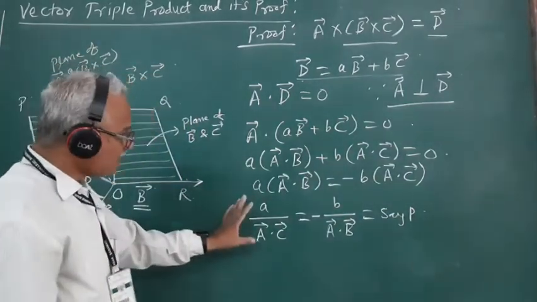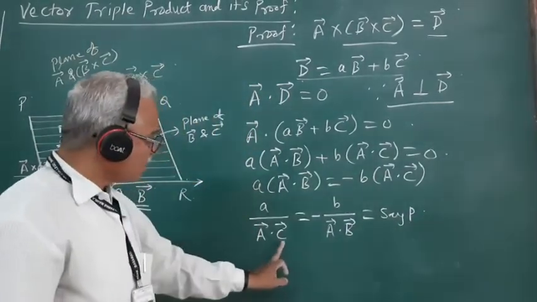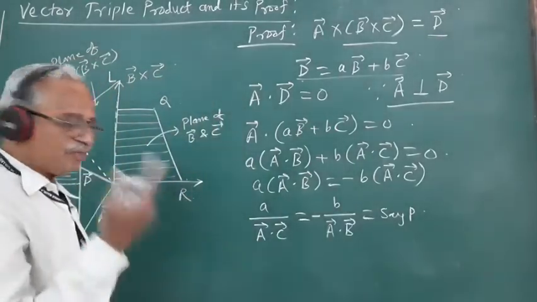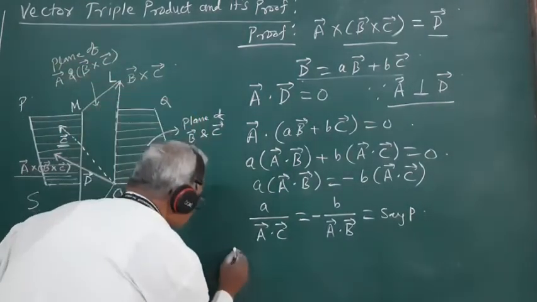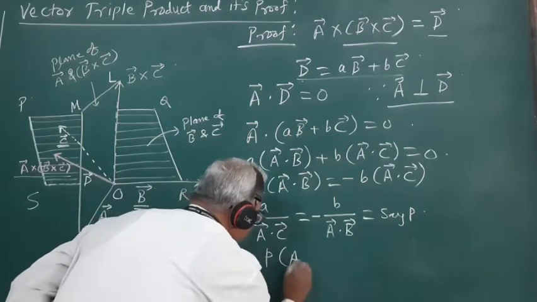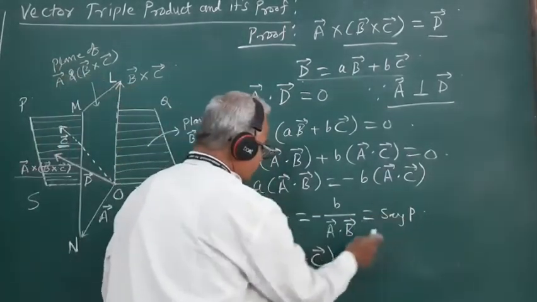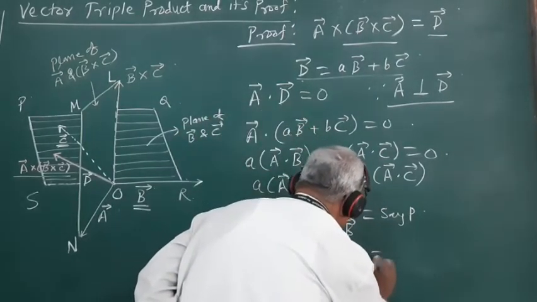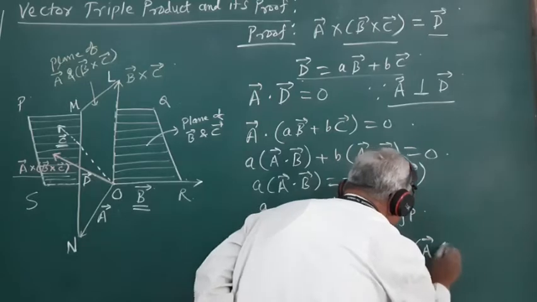Now, if we consider this first term and the last term on the right, A upon A bar dot C bar is equal to P. We can express A in terms of P and A bar dot C bar. So, by considering this equality, we can write A is equal to P into bracket A bar dot C bar. Similarly, considering this second equality here, we can write B is equal to minus P into bracket A bar dot B bar.